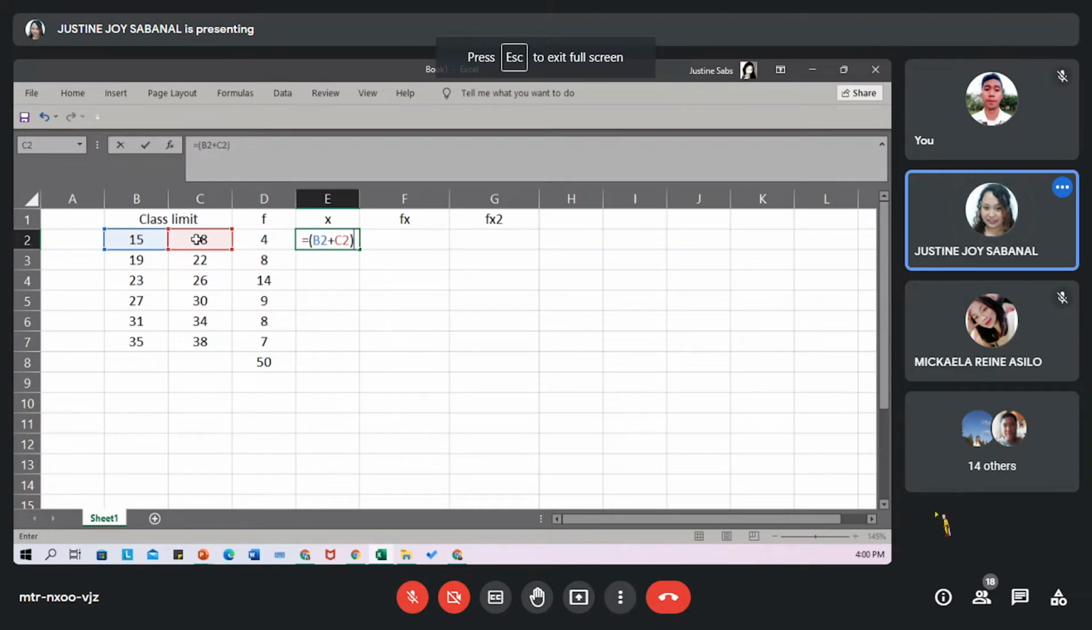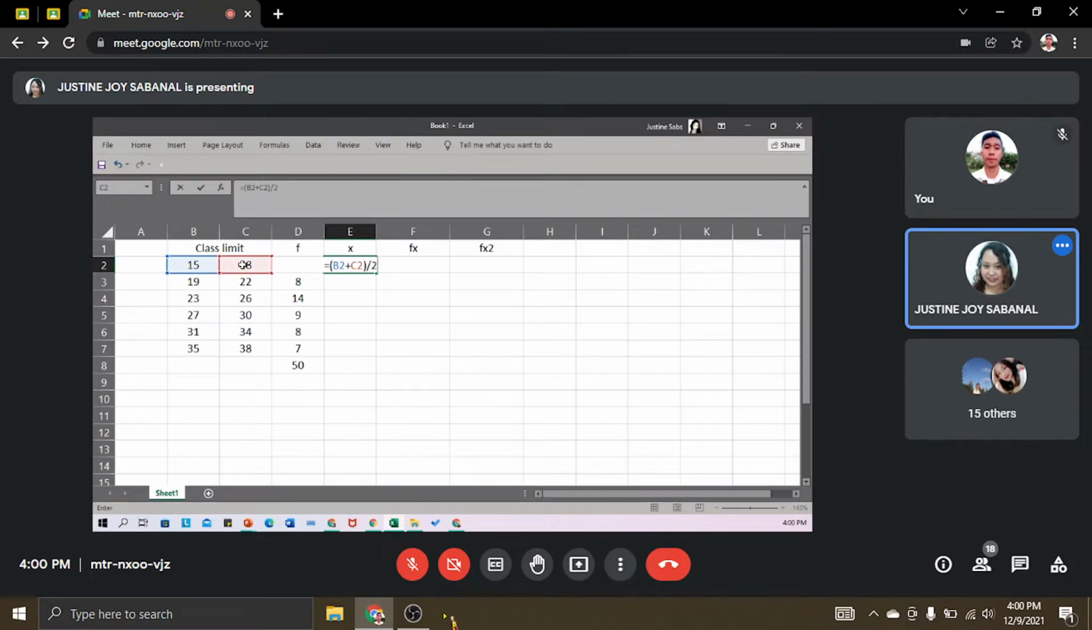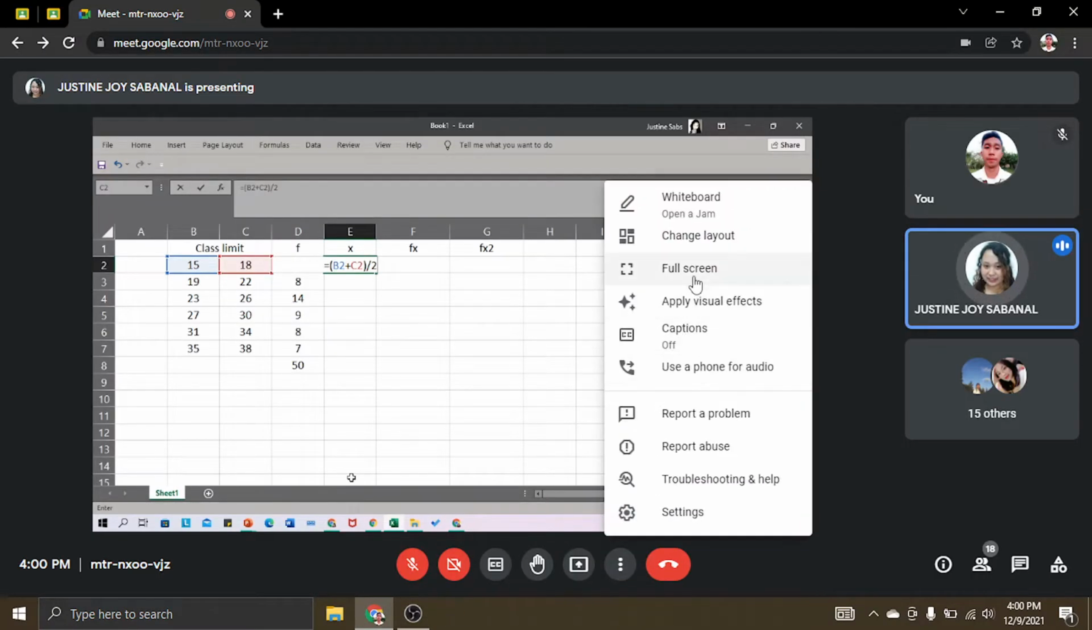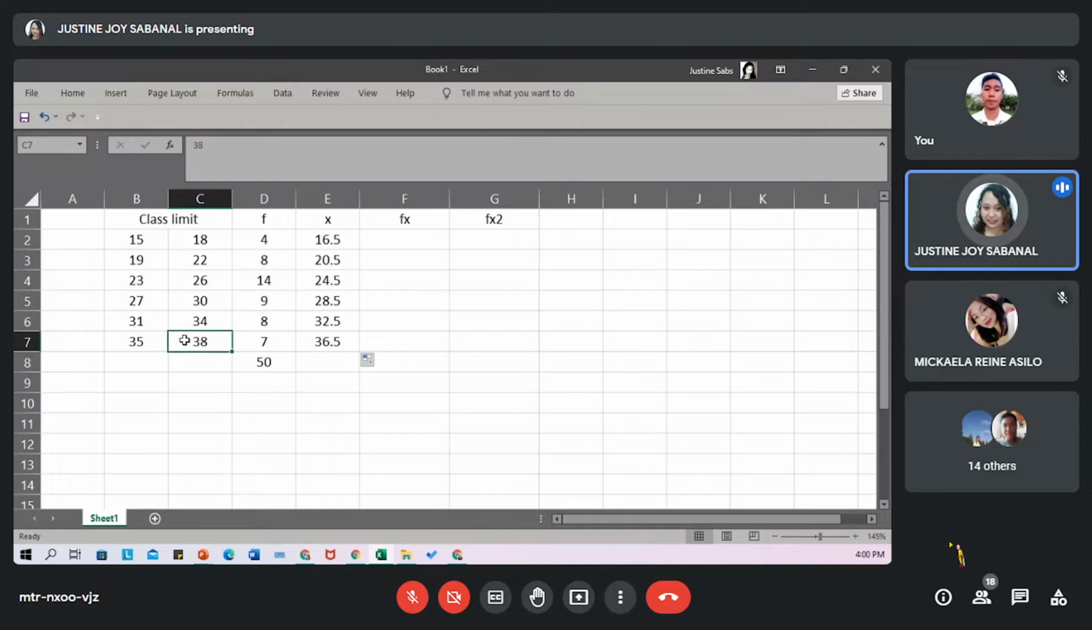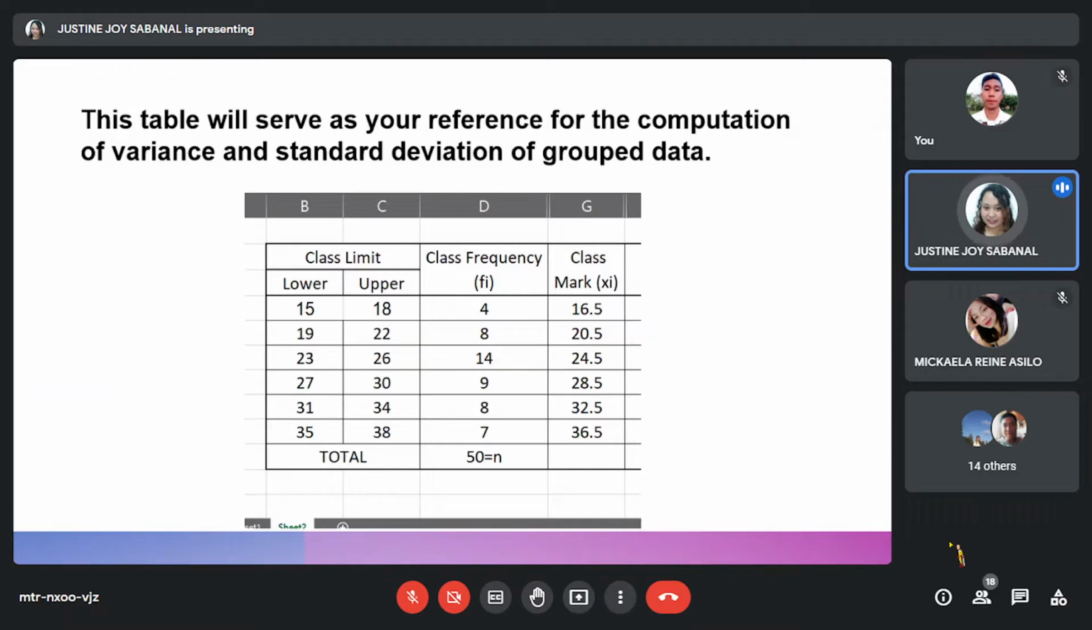Then, i-divide natin sila by 2. So this is 15 plus 18 is 33 divided by 2. So, we have 16.5. So, gawin natin hanggang dun sa last class natin, yung 35 to 38. So, that is 73 divided by 2. So, we have 36.5.